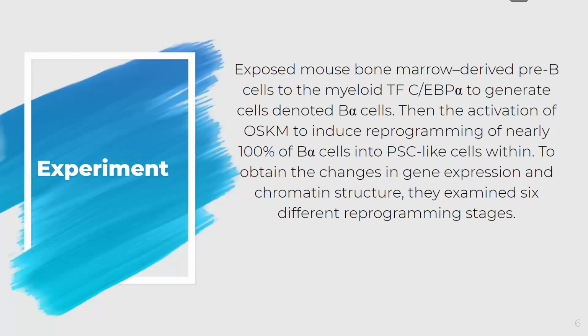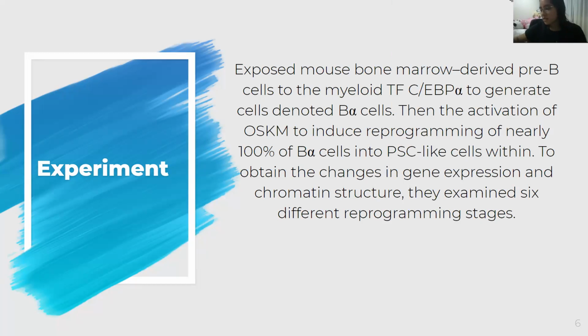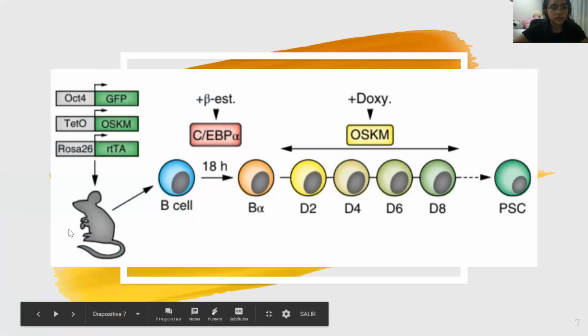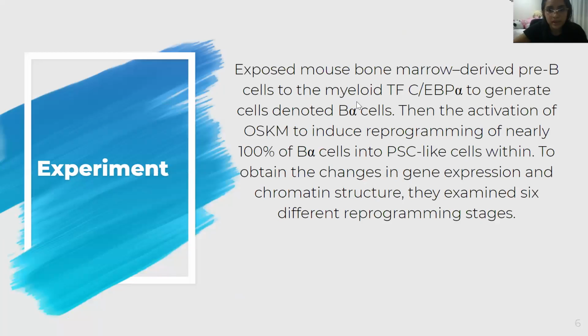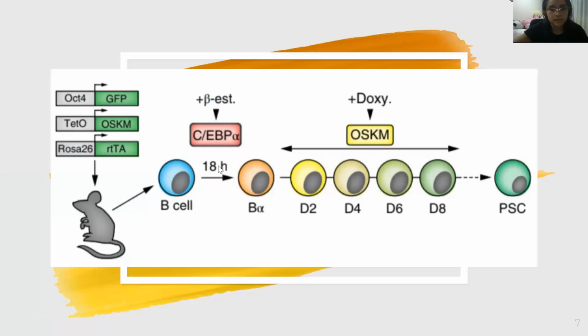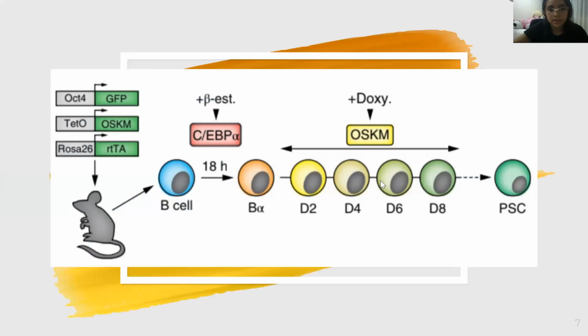The experiment consists of exposing a mouse to provided pre-B cells. In this image, we can see the mouse, and these are the transcription factors that they will use to convert the cells. The B cells are the somatic cell, and this is the method to generate the B cells, the orange. And then they activate the transcription factors to induce the reprogramming, and this happens in 6 steps. And these are the transcription factors.